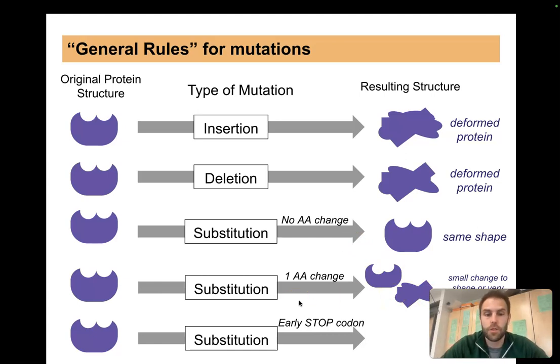And then lastly, for a substitution where we have an early stop codon, all of a sudden, you're changing all the amino acids down the line, and you're going to have a deformed protein. And remember, the structure of a protein determines how it's going to function. So these deformed proteins aren't going to function well. The ones that have the same shape will.